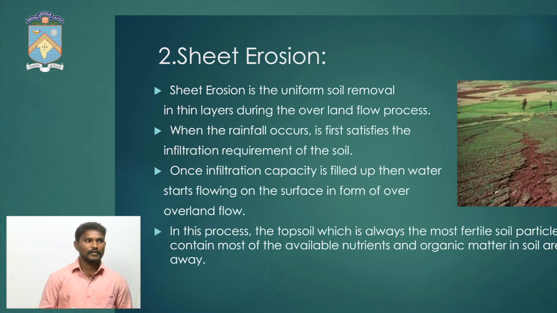Next one, first how it takes place, first the infiltration takes place, if the infiltration of water is sufficient, then the excess water is still flowing, in that case the water flows on the surface of the soil, that means if the flow of water increases, then starts the sheet erosion.